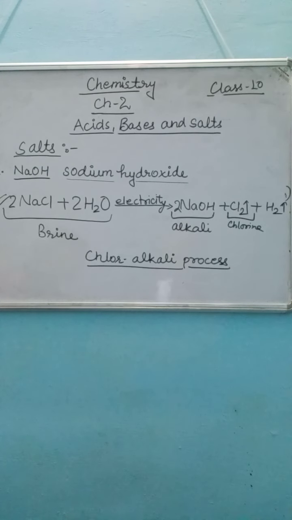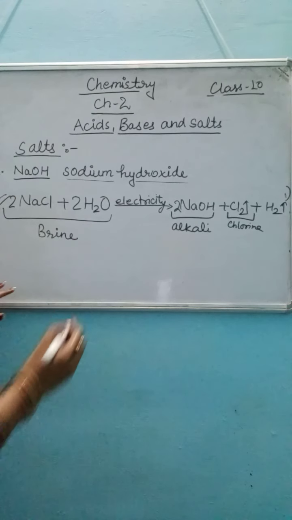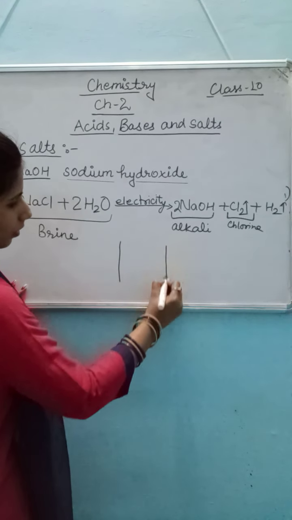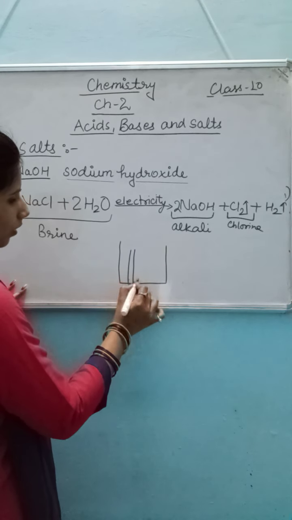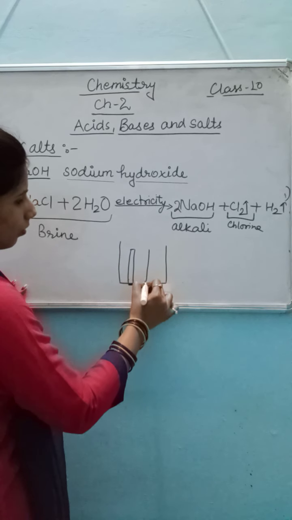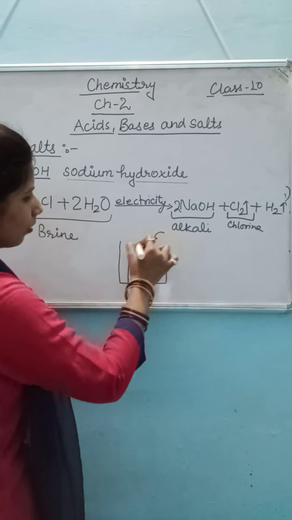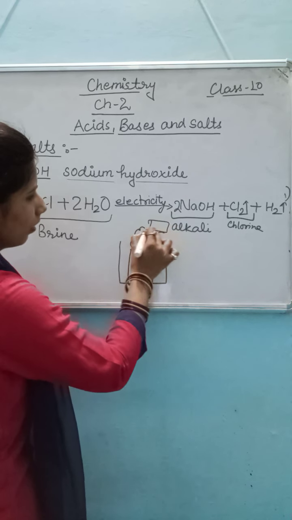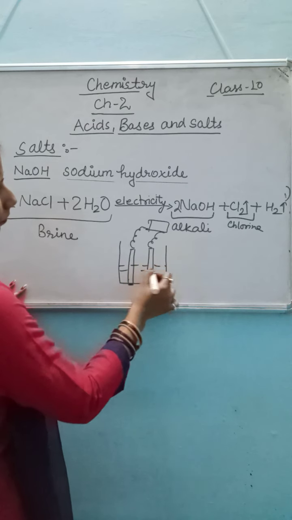Now chlorine gas is given off at the anode. Anode means positively charged. Suppose this is a container in which 2 electrodes are there, and each electrode is connected to a battery from where electricity is passed.